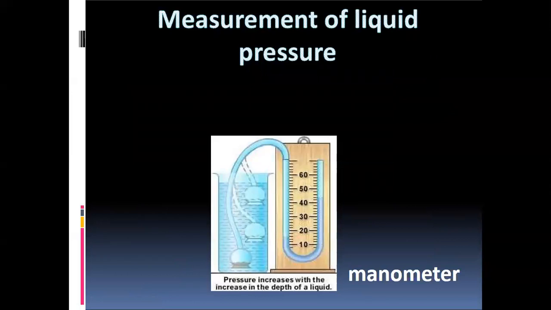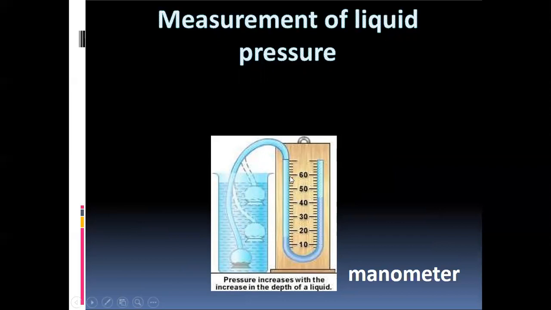Measurement of liquid pressure. Liquid pressure can be measured using a simple device, which is shown here, called a manometer. It consists of a U-shaped transparent glass tube which is partially filled with water. One end of the U-tube is connected to a rubber tube, whose free end is fitted with a funnel. This is a funnel. At the open end of the funnel, a stretched rubber film is attached.